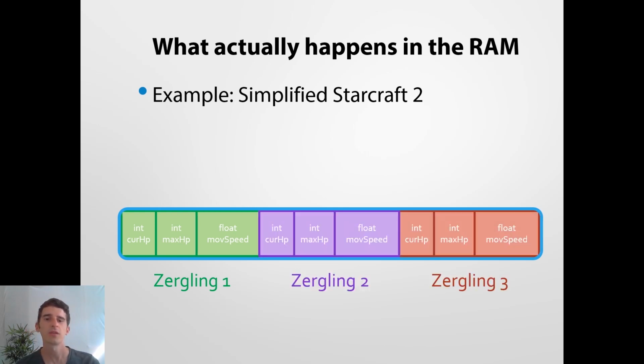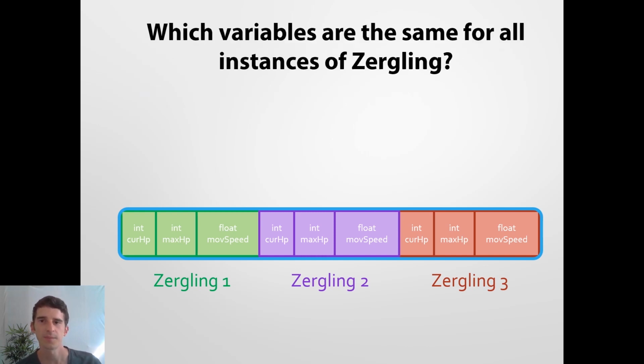We just have two more Zerglings, and for three Zerglings, we need exactly three, or pretty much exactly three times the space we would need for one Zergling. So that's not the best scalability there is. And in order to improve this, we can do quite a few things.